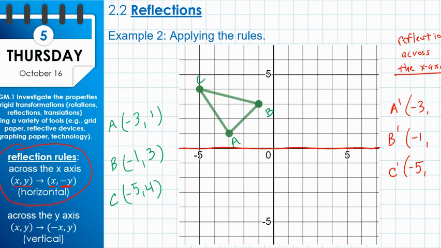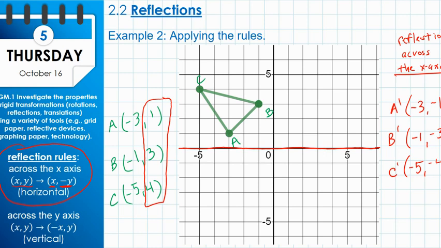The opposite y's say that these values now become the opposite. So +1 becomes -1. +3 becomes -3. +4 becomes -4.